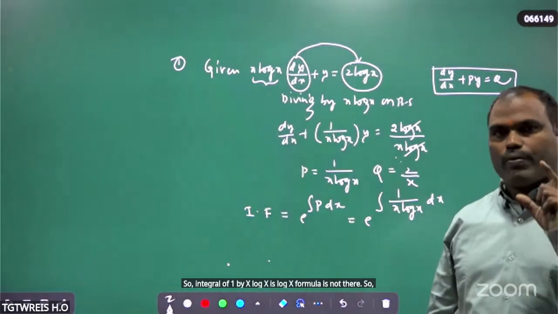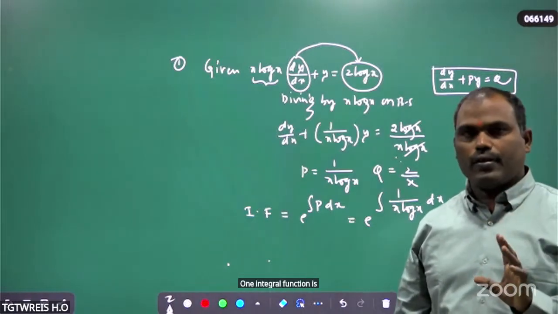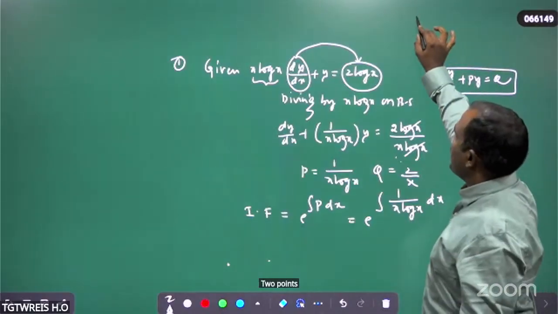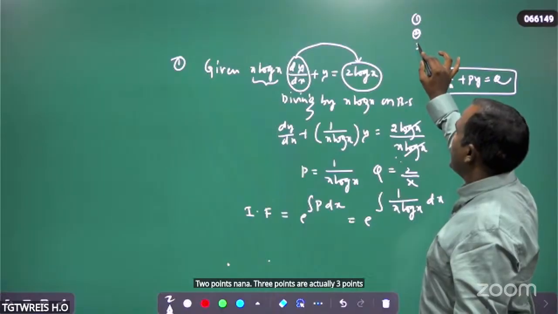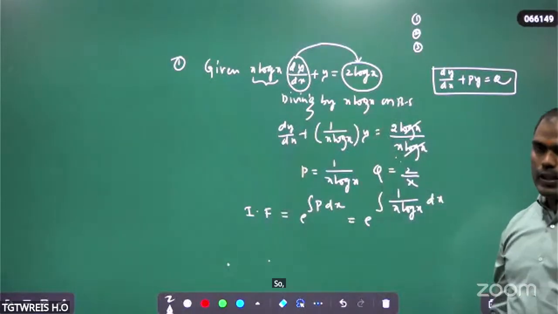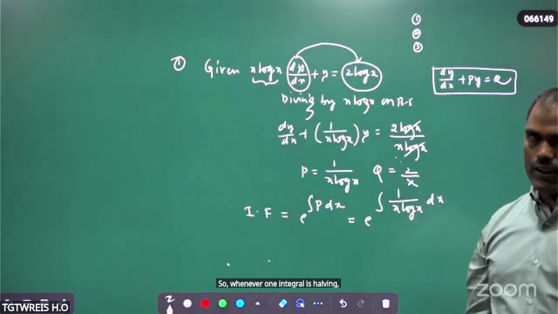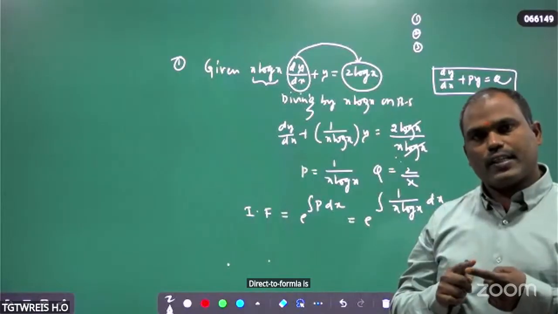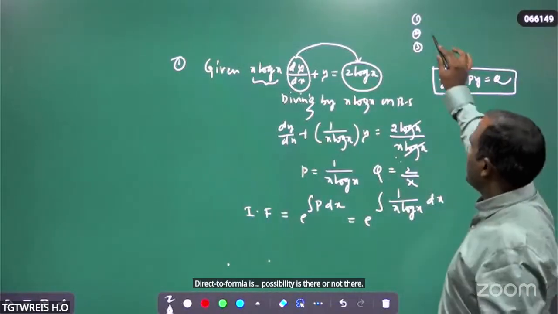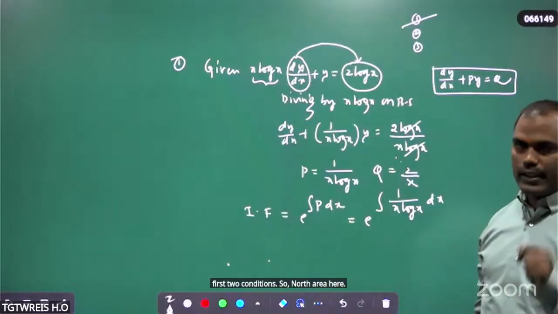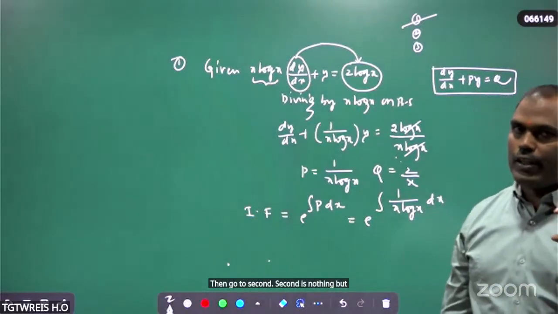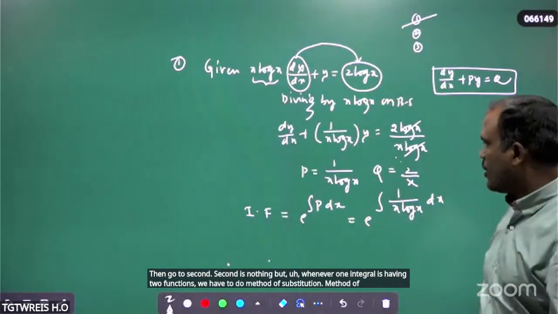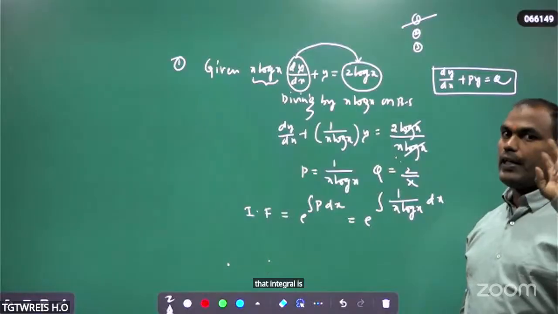So whenever an integral function is given, first of all we should identify 3 points. Whenever an integral is given, immediately we should observe whether a direct formula is possible or not. That is the first condition. It is not there here, so we go to the second. The second is, whenever an integral has two functions, we have to use the method of substitution. Method of substitution means the integral should have only two functions.